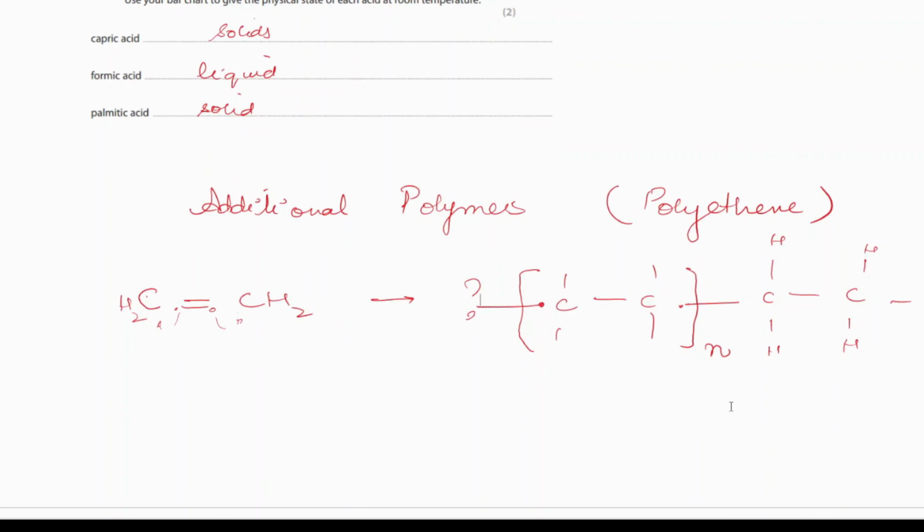The single unit is known as the monomer. Mono means single, mer means unit. Poly means many, and mer means unit. So many units of ethene. A polymer means many units. Basically, the monomers are repeated. Okay, what would be the polymer of propene?